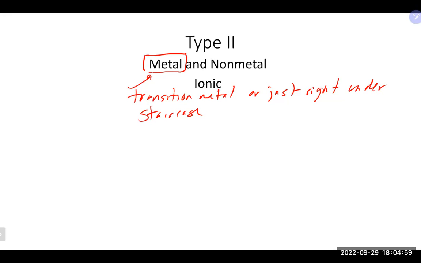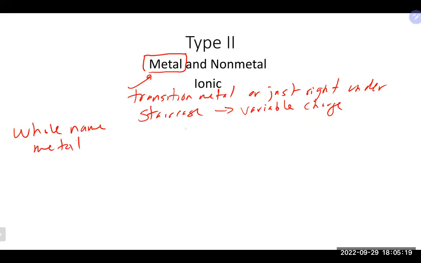Because these guys could have a variable charge, we do have to do one additional step. We pretty much name it the same way as a type 1. We're still going to take the whole name of the metal.